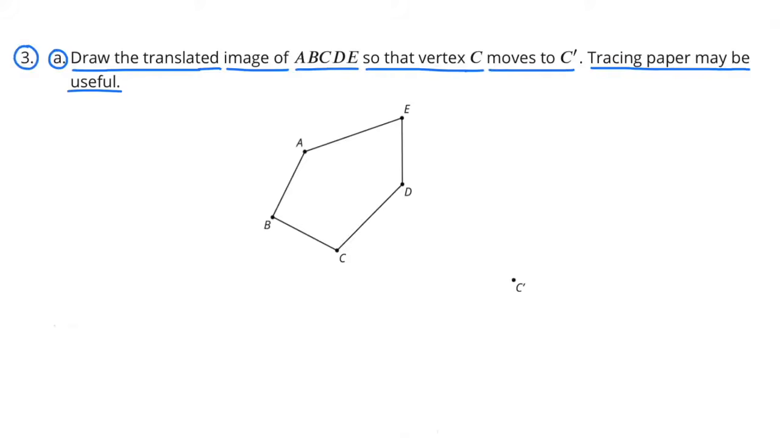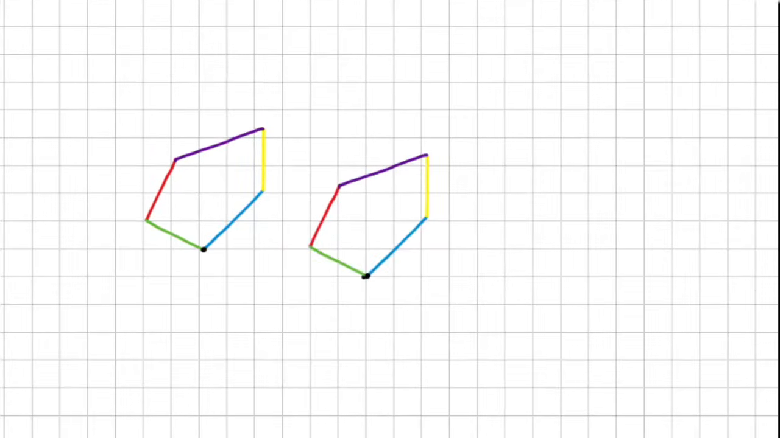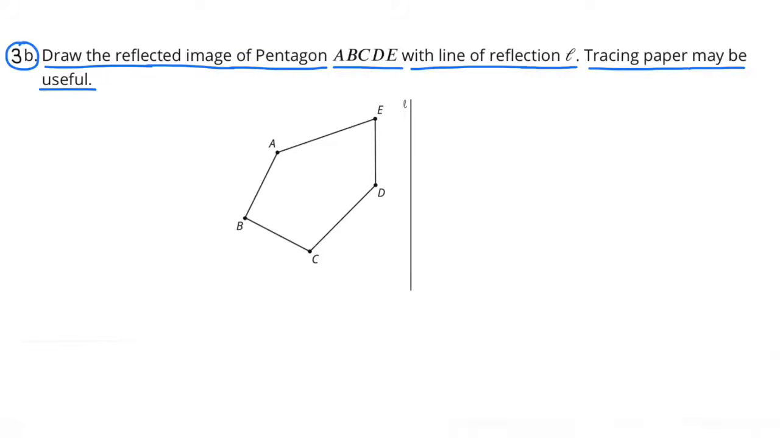Number 3A. Draw the translated image of ABCDE so that vertex C comes to vertex C prime. You'd be better off using tracing paper, but I'm putting my example on graph paper. Here's the translated image of A, B, C, D, E with the vertex C moving to C prime. 3b. Draw the reflected image of the pentagon A, B, C, D, E with line of reflection L. Tracing paper may be useful.